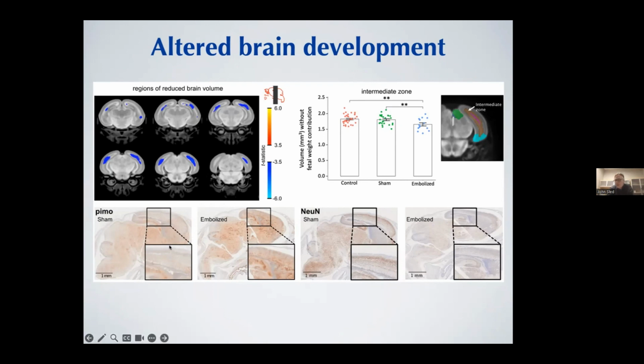We also did the pimonidazole staining that I described before, so there was some evidence of elevated hypoxia. We also did staining for a measure of neuronal maturity, and so there's also some evidence that the neurons in these embolized mice were less mature than their sham-treated counterparts, perhaps suggesting developmental delay in this population. So there's a lot more work to do. It also, we think, is a great platform for exploring interventions that try and prevent these brain injuries.